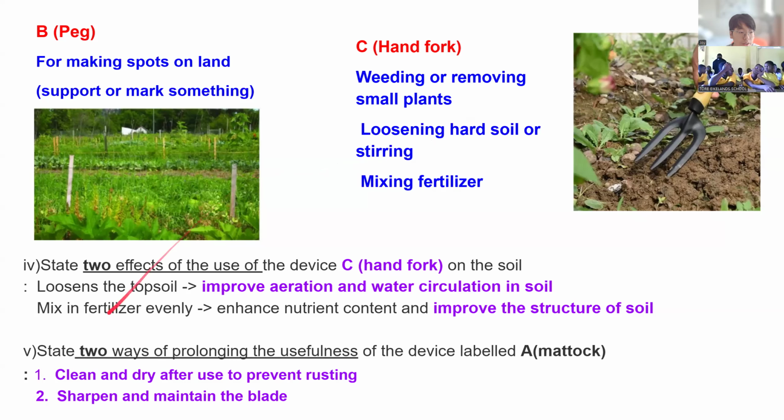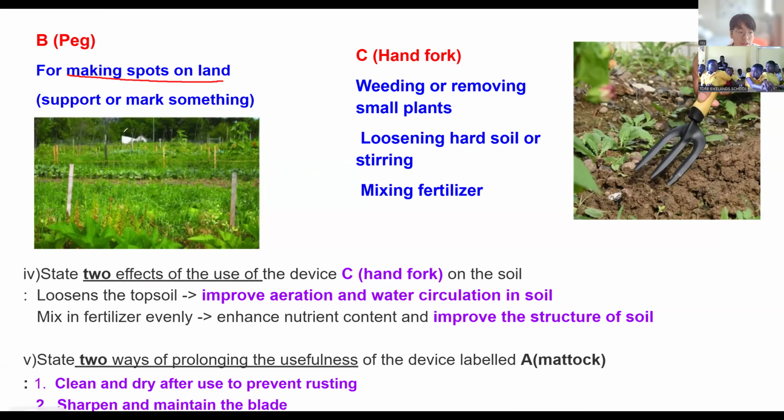And then this next one, B, this peg is used for making spots on the land. It's either used to support or mark something. So you can put the peg to make sure that this is the right place, just as a marker, or you can also use it to support certain plants to grow. Like tomatoes that we talked about, they need stakes to grow.